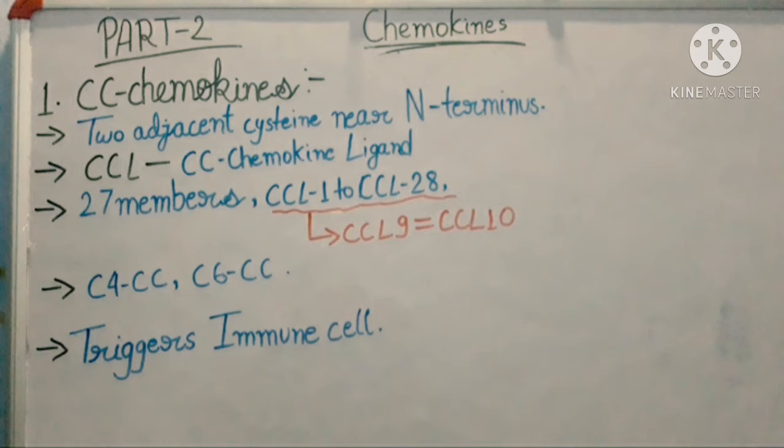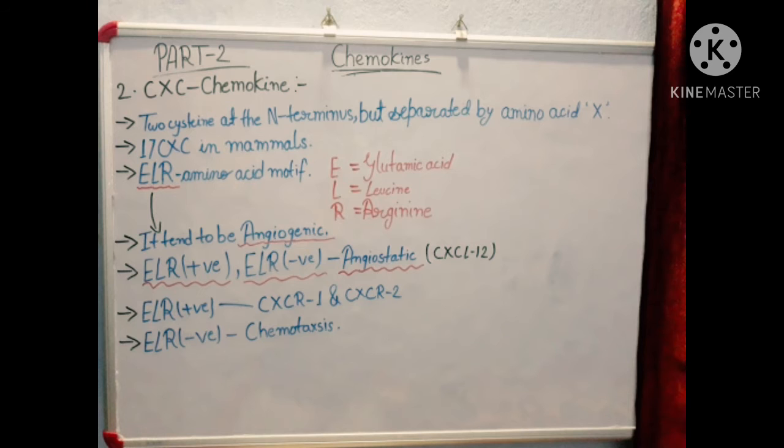Most of the chemokines contain 4 cysteines, which is C4CC, but some of them contain 6 cysteines, which is C6CC. CC chemokines trigger the movement of various immune cells like monocytes, natural killer cells, and dendritic cells.